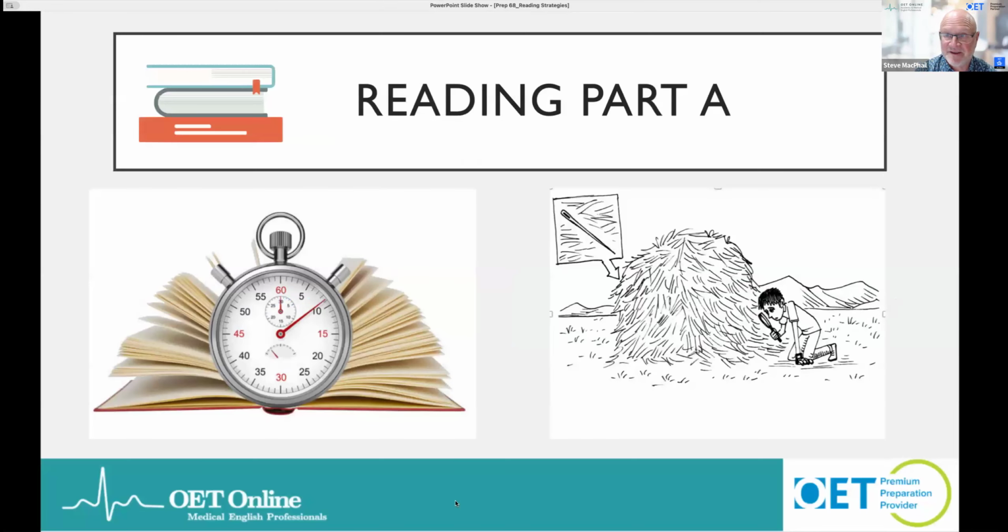Okay, let's get started. Now, reading part A. I hope this isn't you, this person here with the magnifying glass and the pile of hay. What are they looking for? You know the idiom. They're searching for a needle in a haystack. Now, this guy doesn't seem to have a plan, seems pretty stressed and lost. That's not where you want to be on exam day.